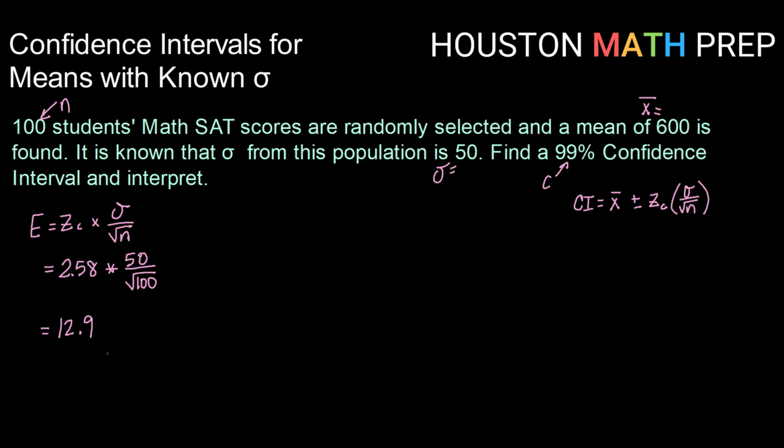So my margin of error, or my value that I'm going to add and subtract from my sample mean, is 12.9. Now, to get my confidence interval, I'm going to take my point estimate of 600 for my sample mean, and I'm going to add and subtract 12.9. So 600 minus 12.9 gives me 587.1, and 600 plus 12.9 gives me 612.9.